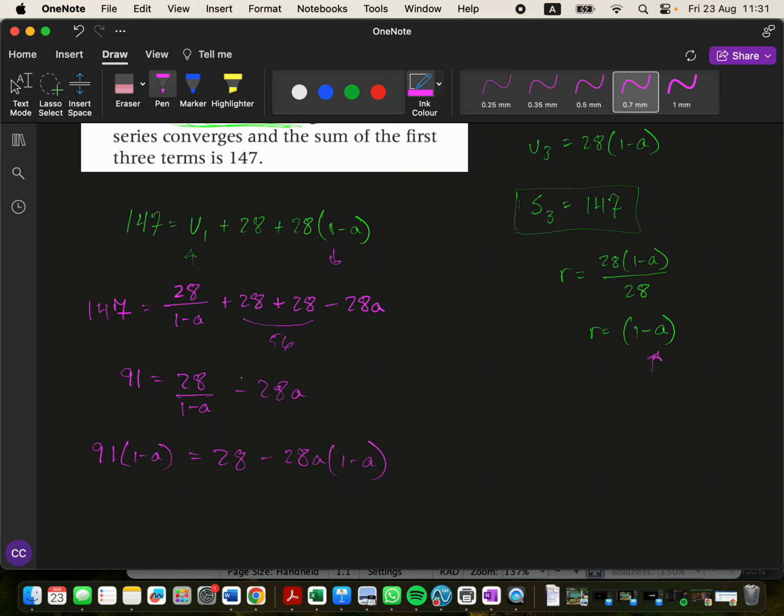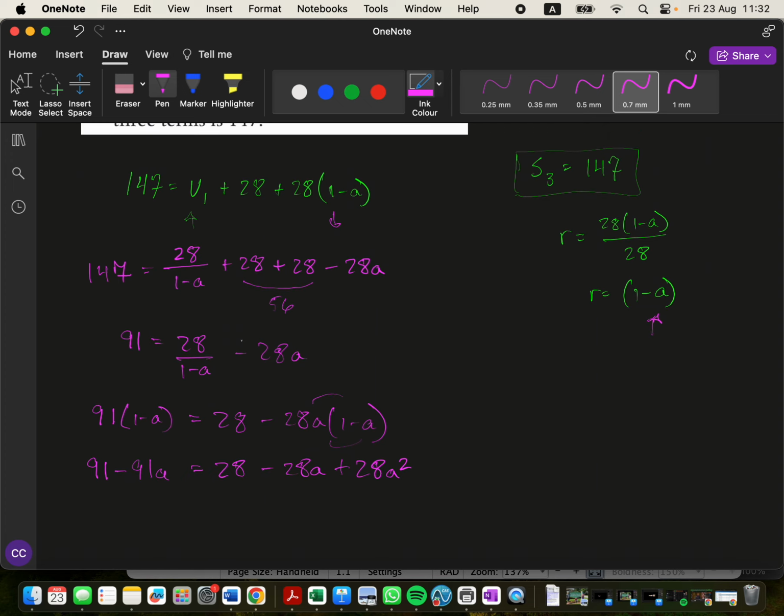Expanding everything through, I would get 91 minus 91A's is the same as 28 minus 28A plus 28A squared. Just expanding that bracket through. Okay, maybe we're looking a little bit better. Let's get everything all to one side. So those numbers are the same. So I need to know what 91 minus 28 is. It gives me 63.